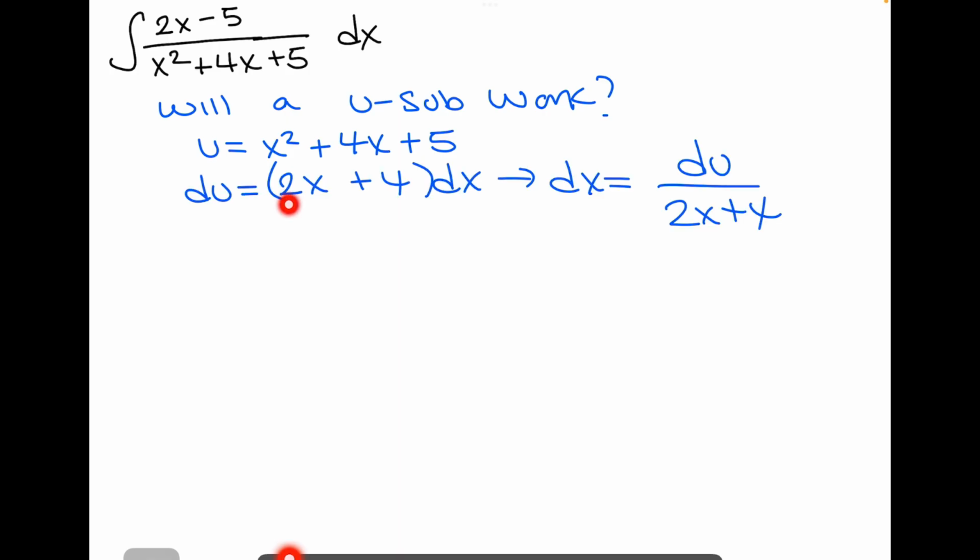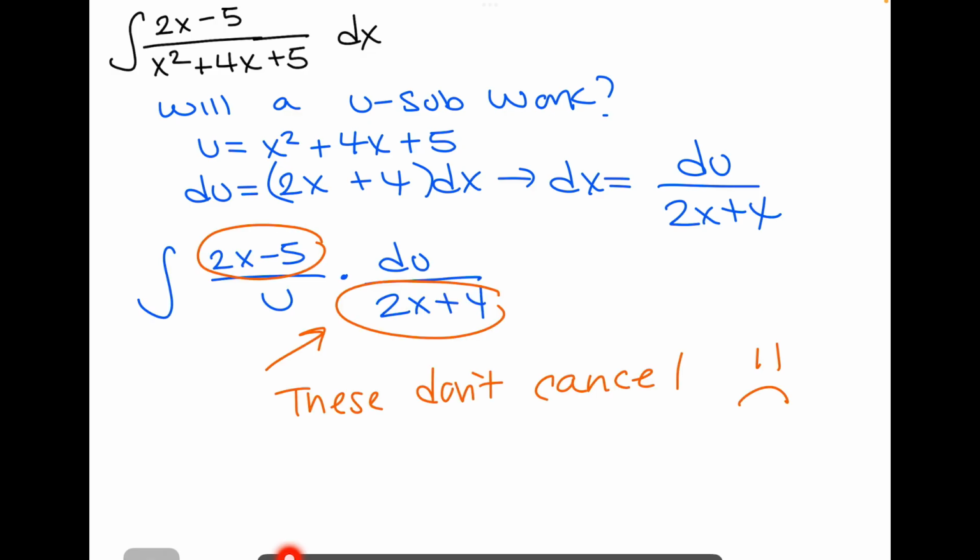My du would be 2x plus 4 dx. So dx is du divided by 2x plus 4. If I try to do the u sub here, because we have a 2x minus 5 in the numerator, and my dx was du over 2x plus 4, those factors don't actually cancel out. I can't get this integral in terms of u only. So it's looking like this u sub is not going to work.